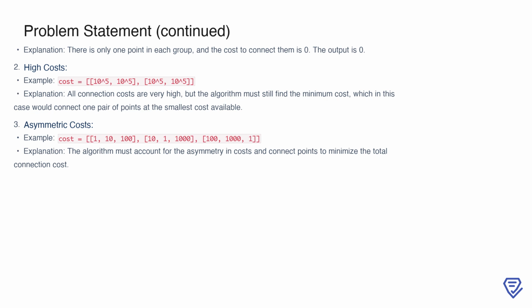On the other hand, if the cost matrix is filled with very high values, like 100,000, 100,000, 100,000, 100,000, the algorithm must still find the minimum cost, which involves picking the smallest available connections. Lastly, when costs are asymmetric, such as in [[1, 10, 100], [10, 1, 1000], [100, 1000, 1]], the algorithm must carefully navigate through the asymmetry to achieve the optimal total cost. These examples highlight the importance of developing an efficient and robust solution to handle diverse scenarios.